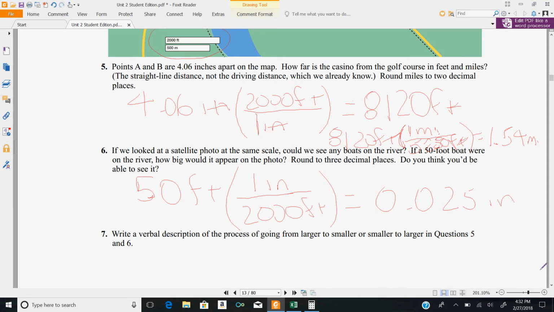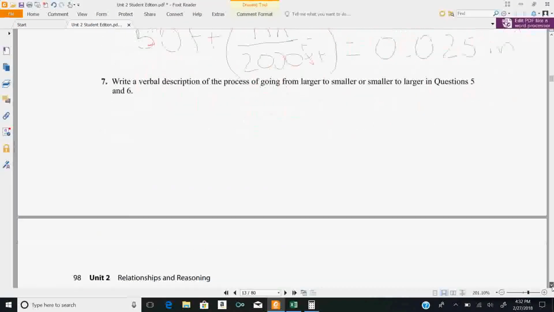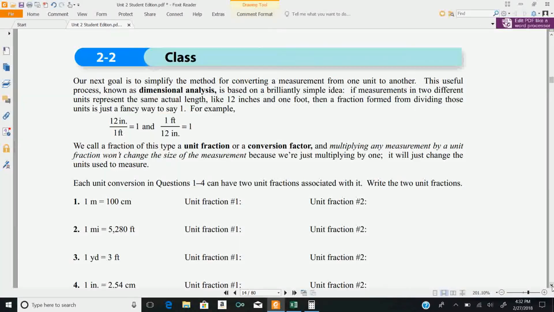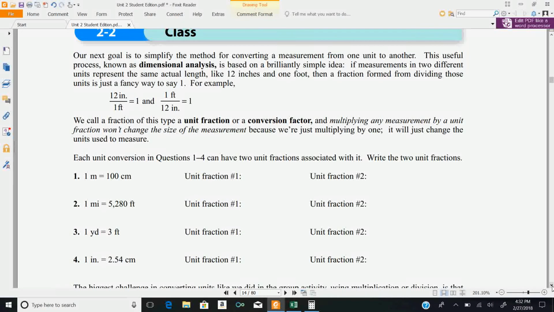So question 7, write a verbal description of the process from going to larger to smaller or smaller to larger in question 5. That's basically the same as question 3, I believe. So we start our classwork then. On our classwork, we start working with some more conversion factors. So we used dimensional analysis when we used our scale factors. We're also using our conversion factors.